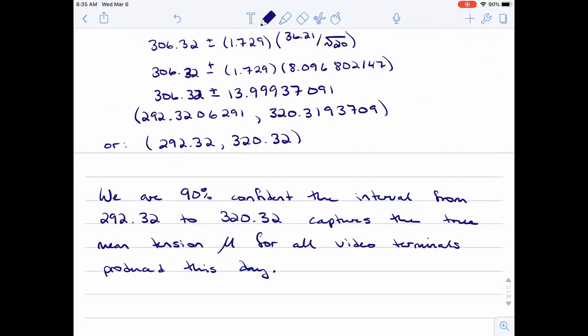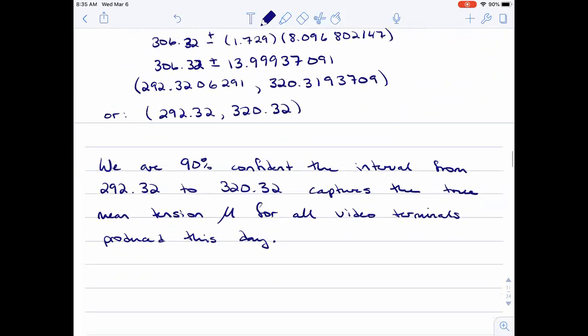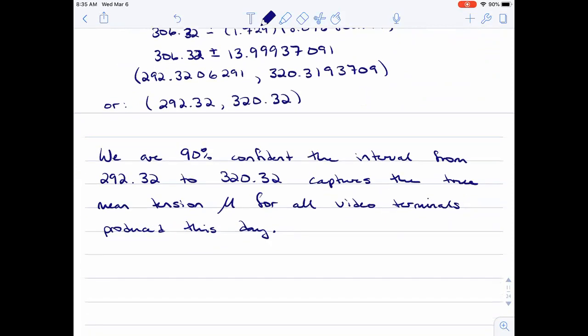So not different from the sigma known situation. It's just determining which formula to use, and then everything stays the same. Any questions about that one? No? Okay. So, are you ready for another type of question? Don't say no. You have to be.